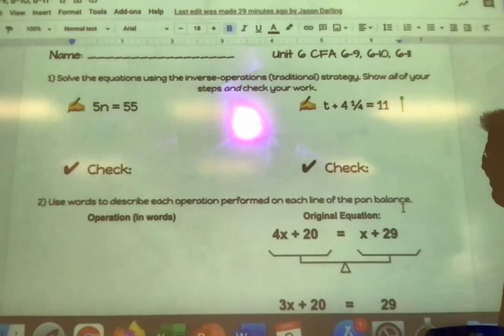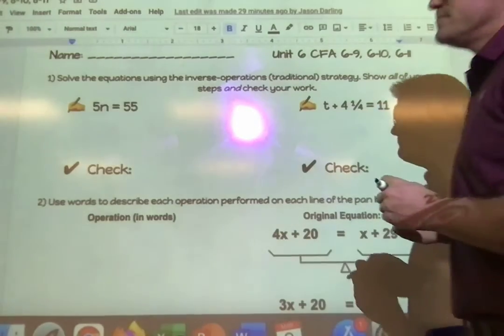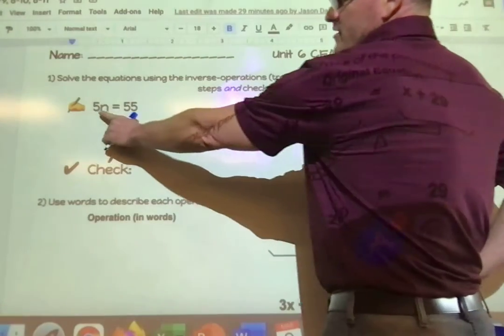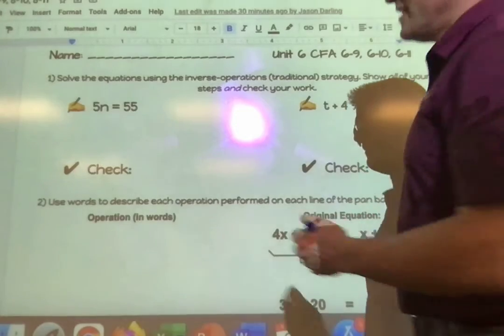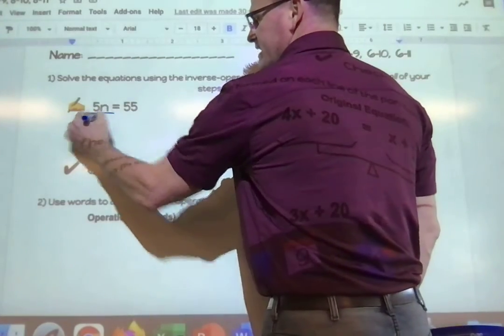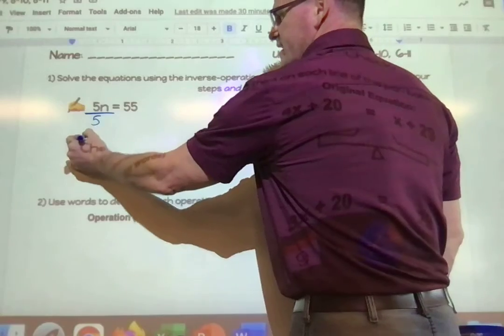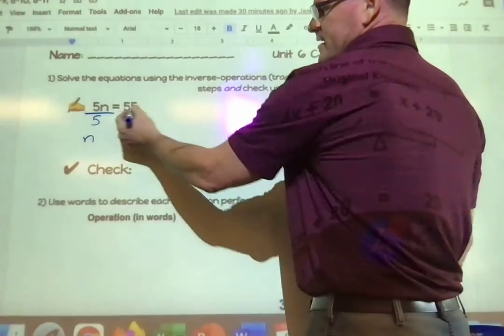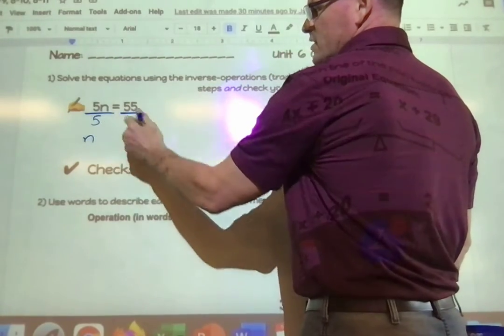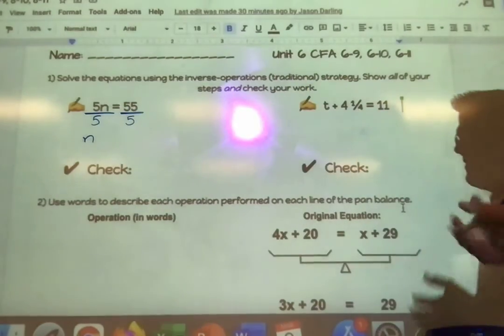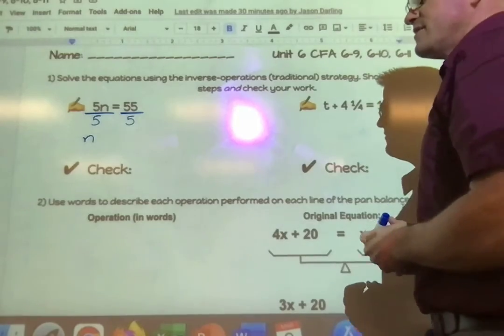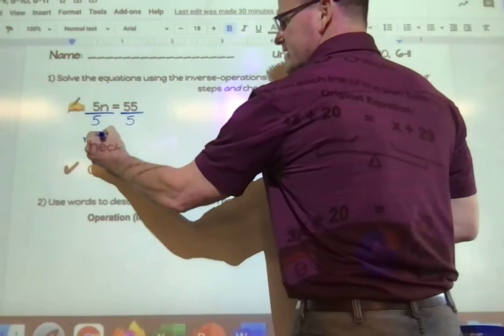All right, first, number one here, we're supposed to solve the equations using the inverse operations and that traditional strategy, and we're going to show our work and make sure we check it and be precise, okay? We know this is 5 times n, and to undo multiplying by 5, the inverse is to divide by 5. So if I divide by 5, it's like it never happened, and I'm just left with n, because those undo each other. And we know we try to balance this, so what I do to one side, I must do to the other. So I divide it by 5, kind of like that pan balance, right? You got to keep it weighted the same. So if you divide one side by 5, you got to do that to the other. So you get n equals 11.